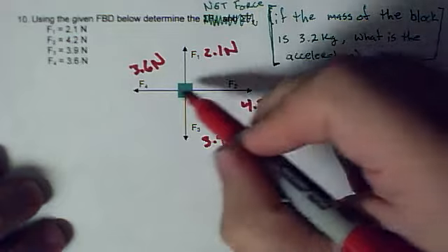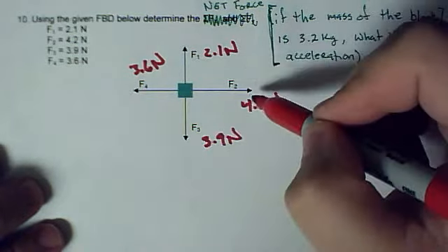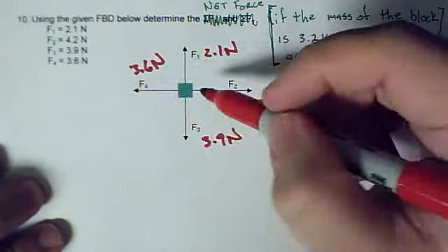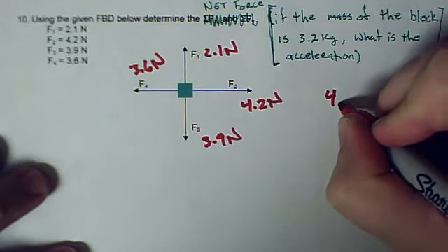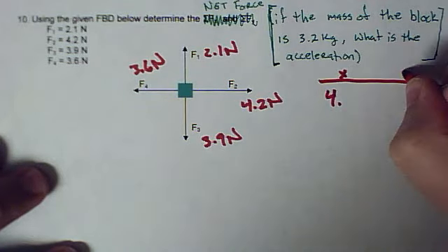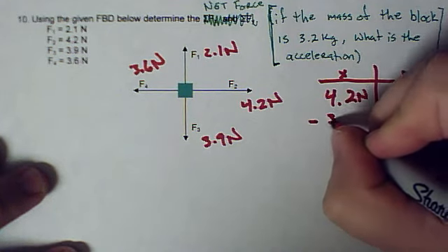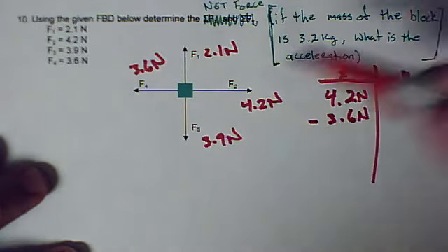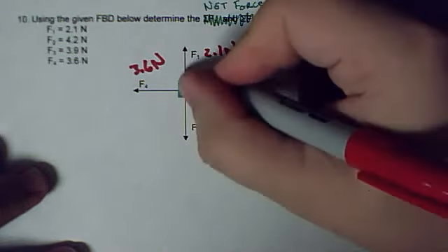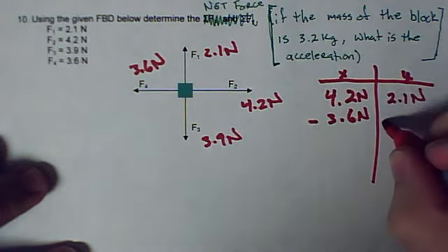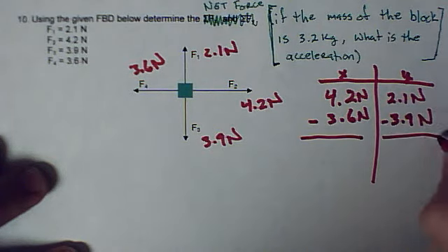So what I need to do is find the x direction and the y direction. Now, this is positive, this is negative. So in my x direction, I have a positive, I'll do that in a little table here. I have 4.2 newtons, and I have a negative 3.6 newtons. Then in my y direction, I have a positive 2.1 newtons, because this one's up, and I have a negative 3.9 newtons.